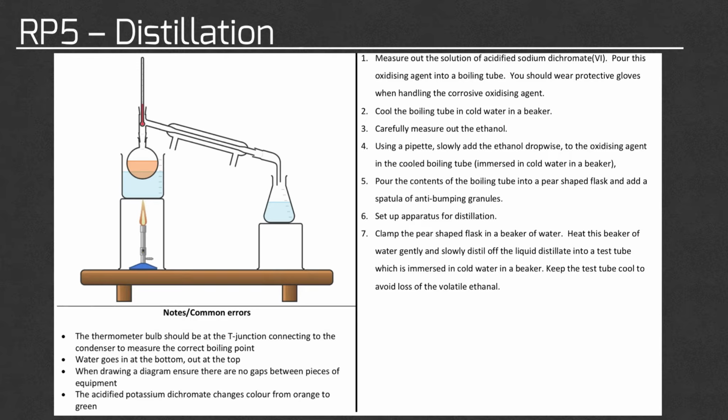When you're setting up distillation apparatus with your condenser, you need to make sure water comes in at the bottom and out at the top, and that way the entire water jacket is filled with cold water. If it goes in at the top and out at the bottom, it just runs down the side closest to the bottom, as opposed to filling the entire condenser. When drawing a diagram, make sure there are no gaps between the various pieces of equipment, as that is a space where vapour could escape. If you intend equipment to be joined without a gap, make sure you draw the equipment in that way, as shown in the diagram.